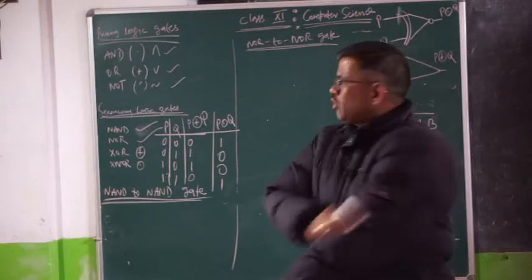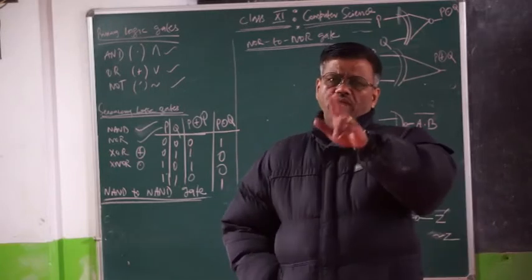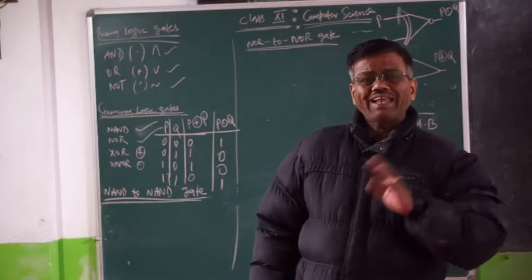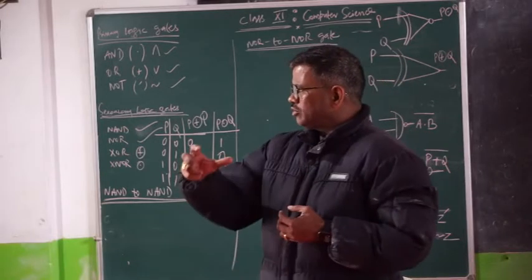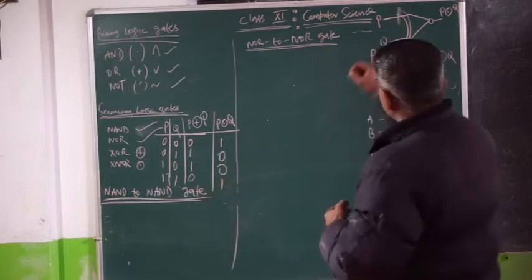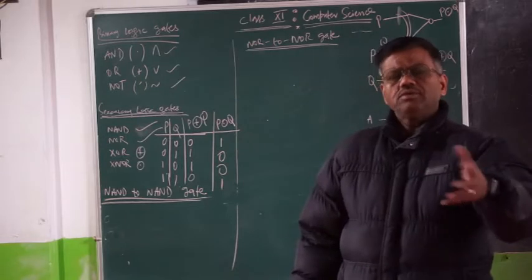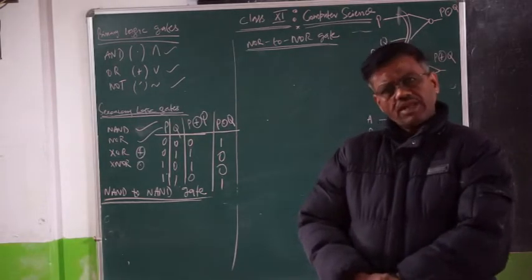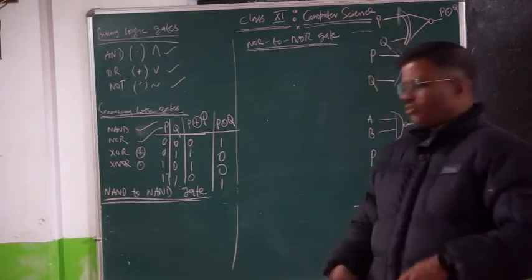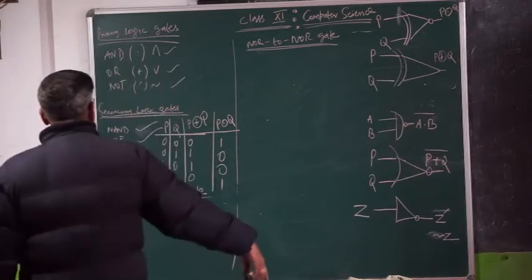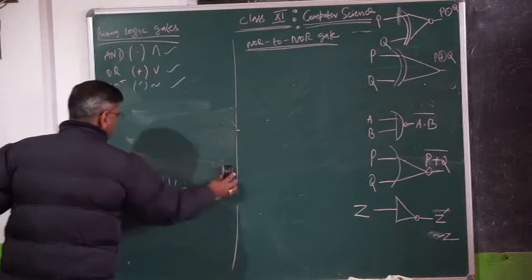Now I am going to teach you 2 concepts today: NOR to NOR gate and NAND to NAND gate. Before we go there, let me write a Boolean expression and convert it into a logic network, then apply NAND to NAND and NOR to NOR. Should we? Here I go.